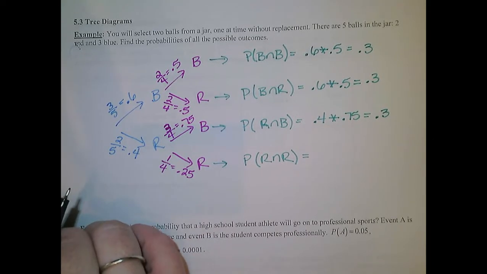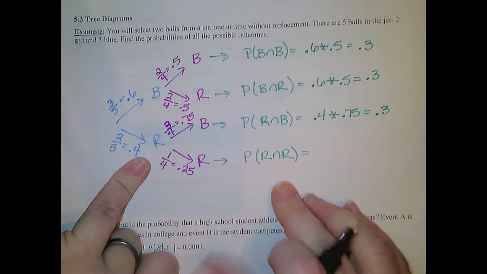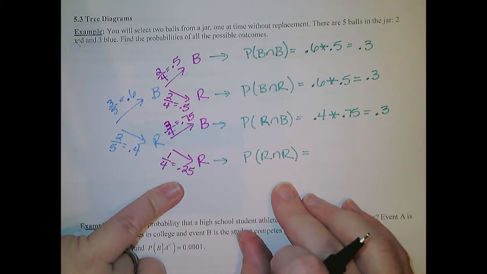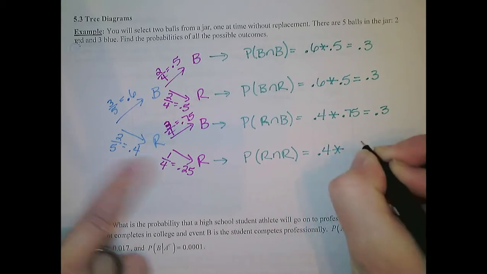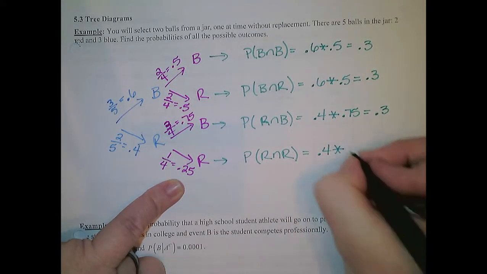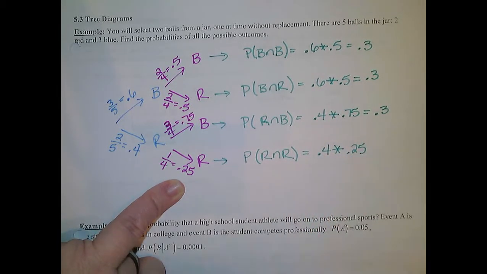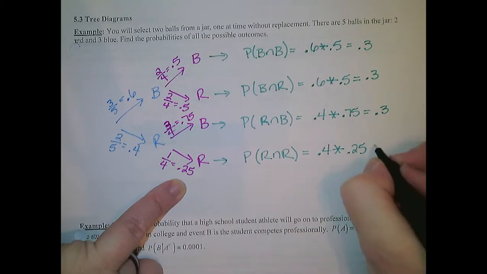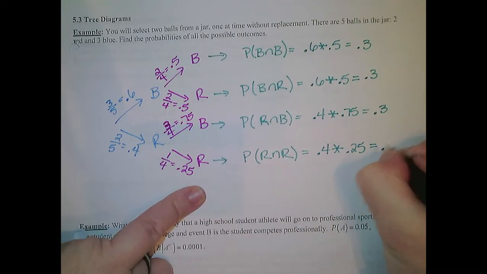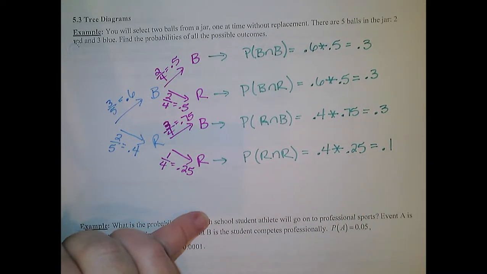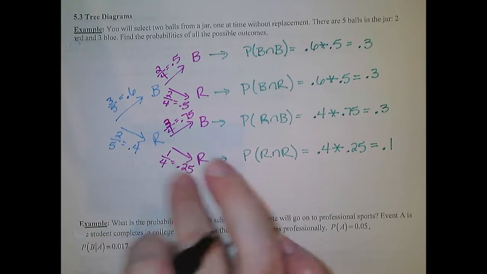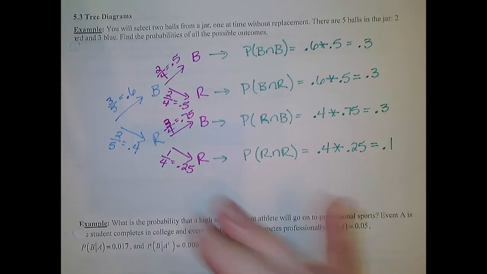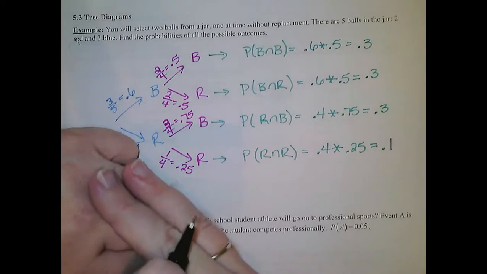And then finally, my last possible outcome is a red on the first and a red on the second. Well, I have a 0.4 chance of a red on the first. And if I drew a red on the first draw, now I have a 0.25 chance of drawing a red on the second, which gives me an overall probability of 0.1 or 10% for drawing a red ball and then another red ball. Notice that all four of these outcomes represent my entire sample space.